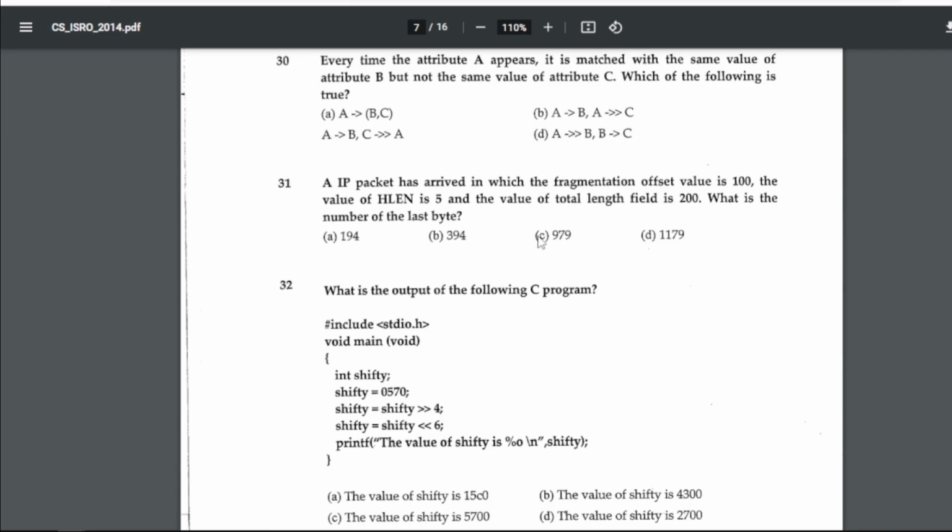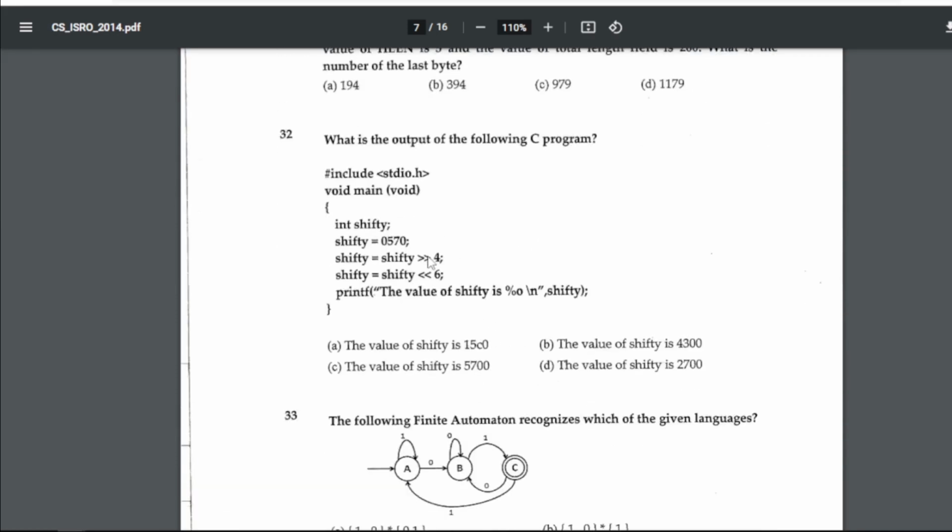Okay. Question number 32 is: what is the output of the following C program? So this is the program, and if you try or play with the program, you will get the answer as D, that is the value of shifty is 2700. So this will be the answer. The value of shifty will be 2700 because here you can see this is basically shifting bits, right? So we can say binary shifts are being done here.